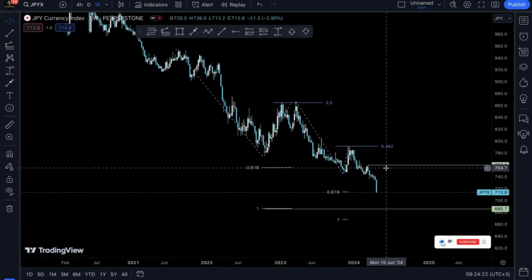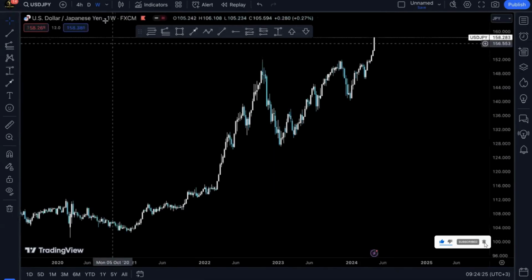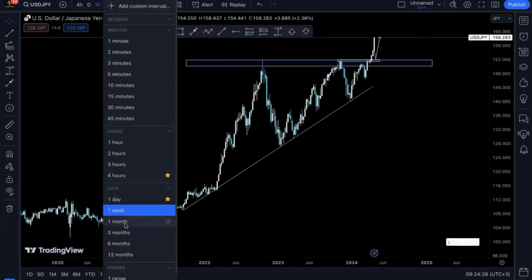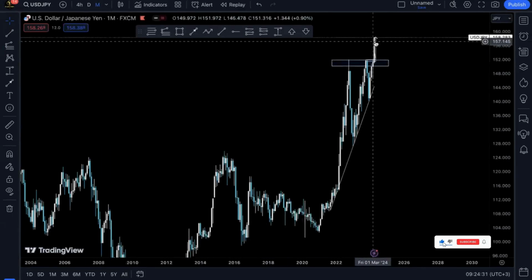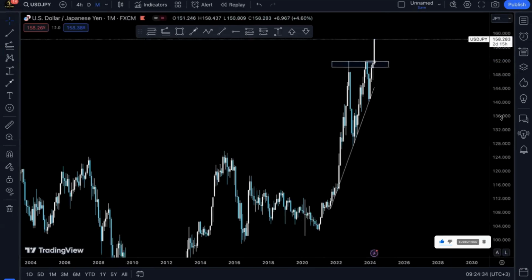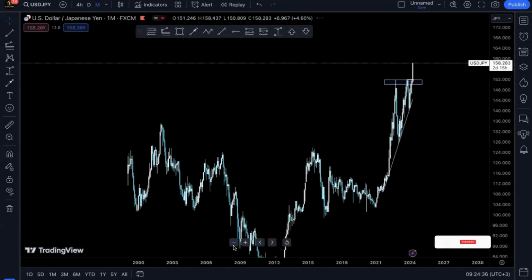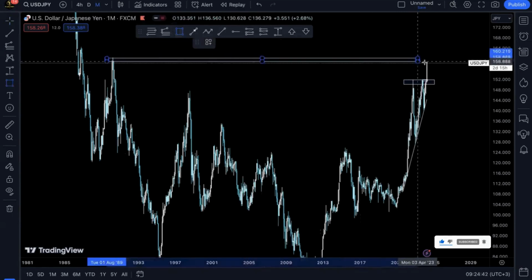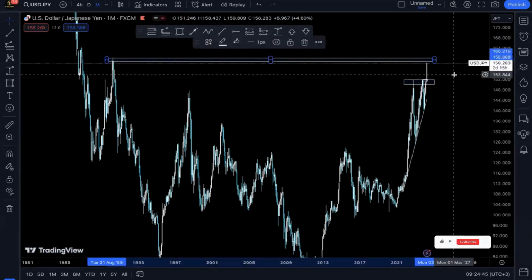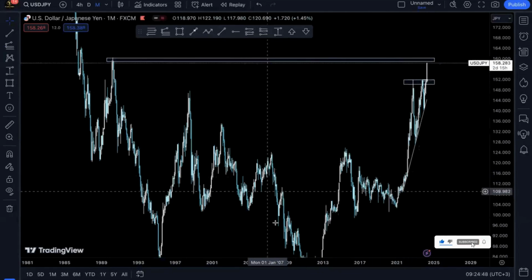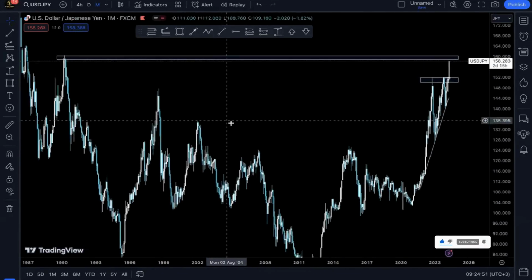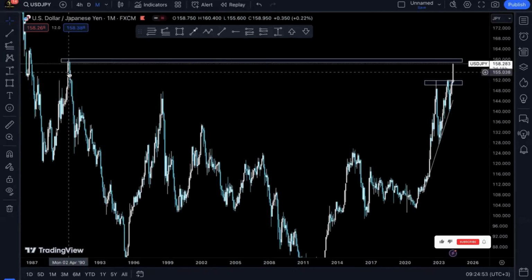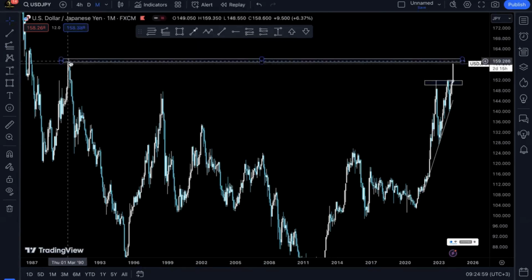Now, we can actually see that on some of the major pairs, like for instance, USD JPY. If you look at it from a monthly perspective, you'll actually see prices have reached this resistance structure, or they're approaching this resistance structure, which has never been retested since April of 1990. So you can understand how strong this resistance is. It has never been retested since April 1990.